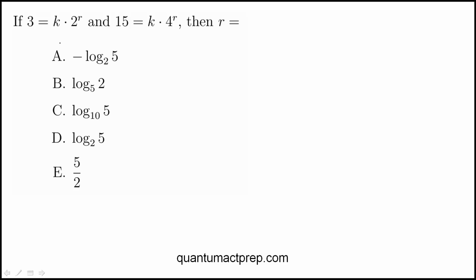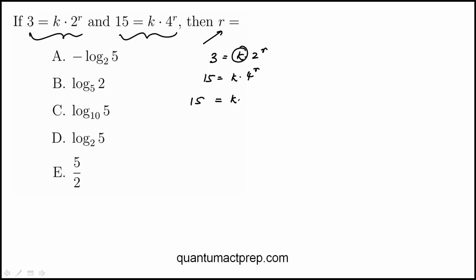So one way to go about this question is to take these two equations, and since we're interested in r, we'll get rid of k. So you could either divide the two equations. That would get rid of the k. The order doesn't matter. In this case, because I like to keep larger numbers in the numerator, I'm going to divide the second equation by the first.